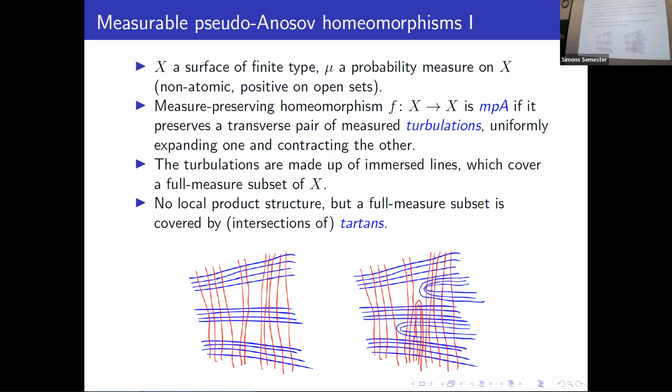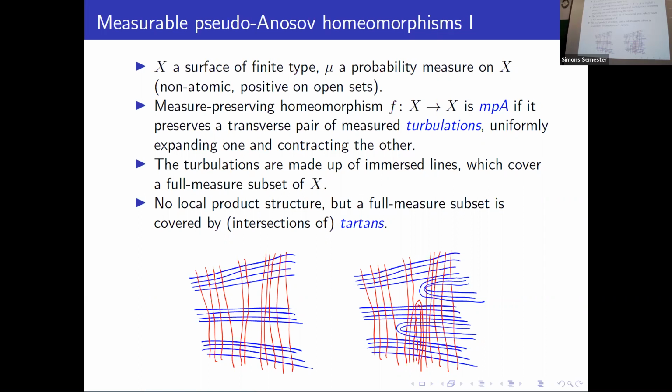What's different is that there's no nice local product structure, which means you don't know exactly what these things look like in the neighborhood of any point. There's a much weaker condition that the full measure subset of the surface is covered by what are called tartans, which are things like this. These are collections of stable and unstable streamlines that sit in a nice topological configuration with each other. I've deliberately drawn these not straight and diverging from each other and so on.